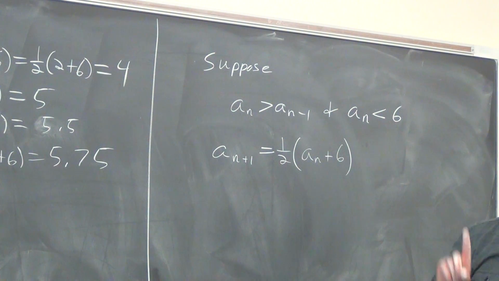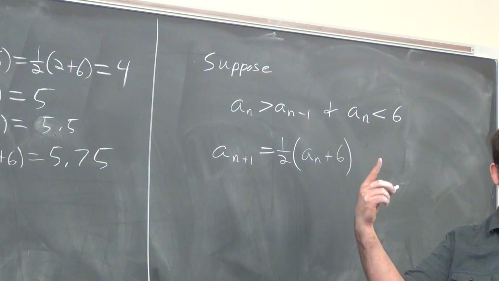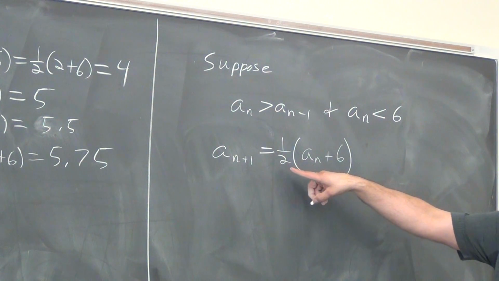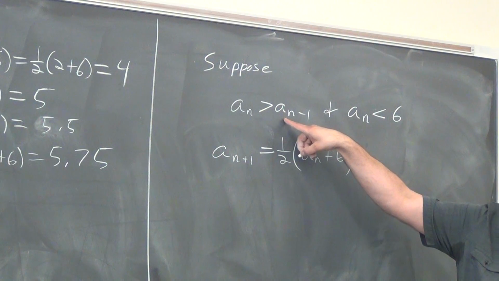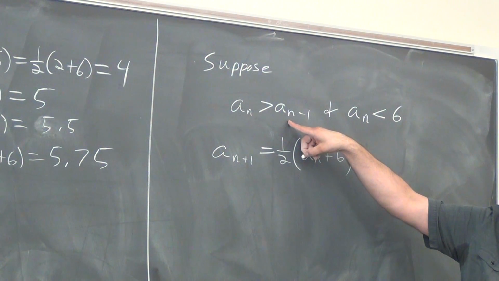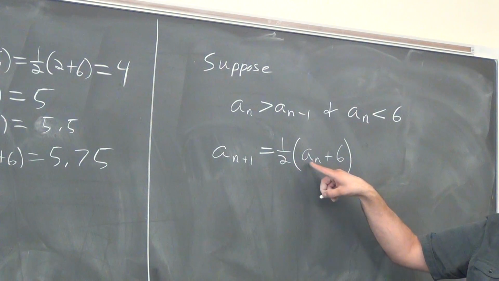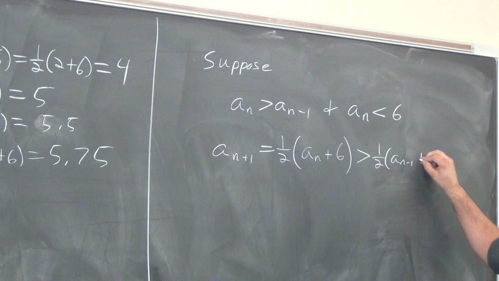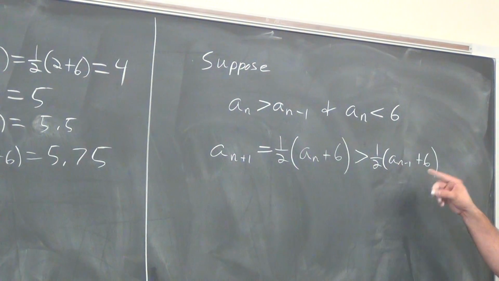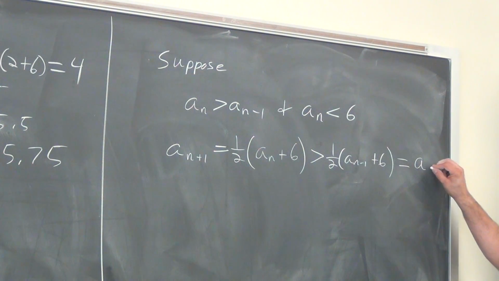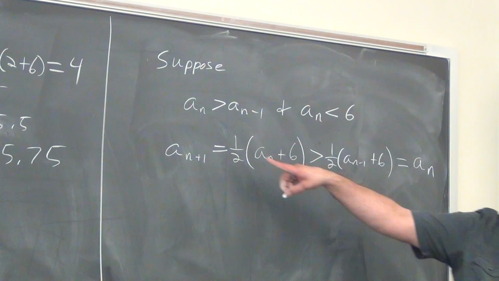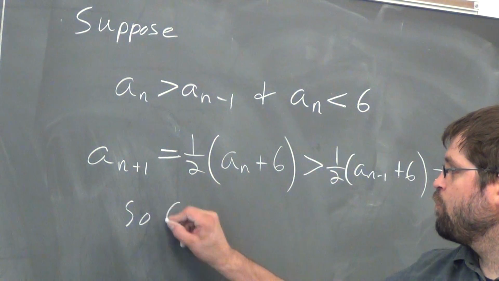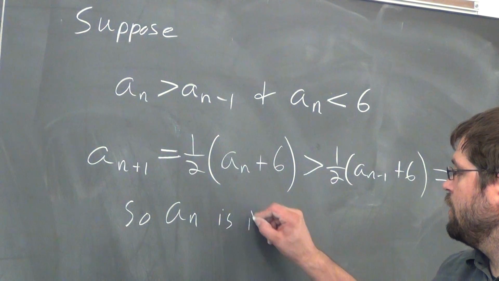I want to show that it's bigger than a sub n, right? Because I want to show it's increasing. And so all I have to do is look at this formula. I know a sub n is bigger than a sub n minus 1, right? So if I take 1/2 of this plus 6, that's bigger than 1/2 of a smaller number plus 6, right? Does that make sense? But what is that by definition? That's the definition of a sub n. So a sub n plus 1 is bigger than a sub n. So a sub n is increasing.